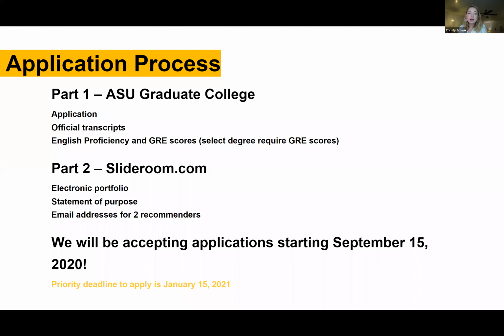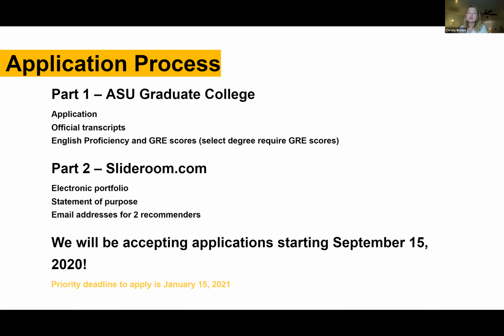So the application process, there are two applications that you have to fill out. The first one is to the ASU Graduate College. This is an application that all students at ASU who want to study in a graduate degree have to fill out. So it's pretty generic. It's going to be just your basic information about yourself, previous education history. You will upload your unofficial transcripts with this application. And if you are accepted, you will have to send official transcripts at that time.